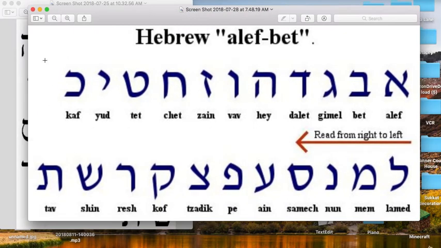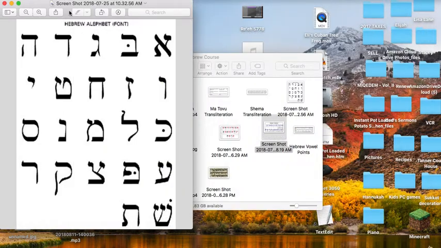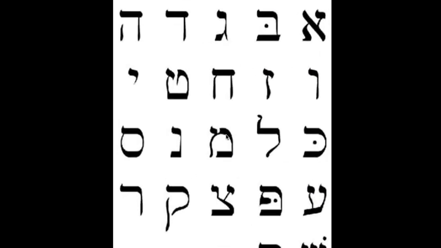Okay? Now we're going to switch over to one that does not have our cheat words under it. Here's one that is just the straight letters. So here we go, top right corner. We're going to work our way across.